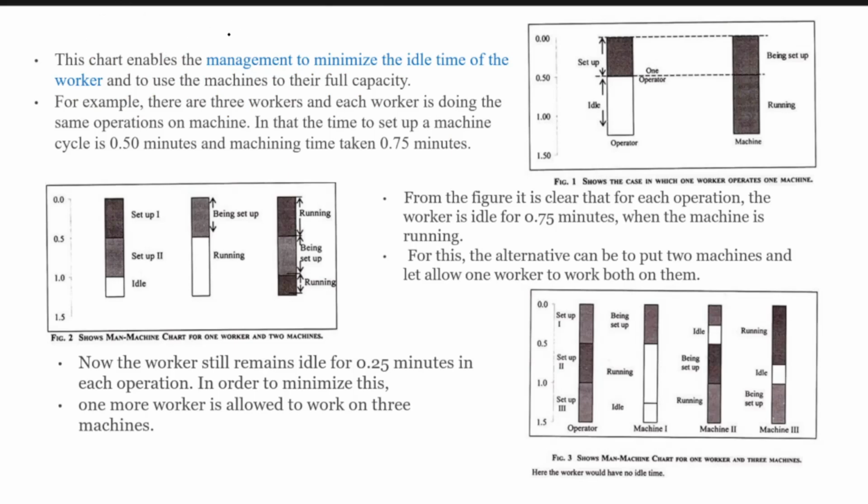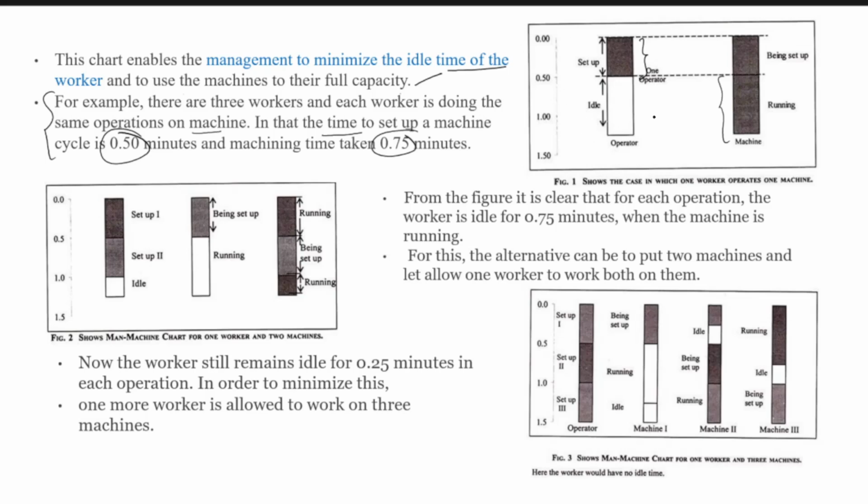The chart enables the management to minimize the idle time of the worker and to use the machine to its full capacity. Now look at this example. There are three workers and each worker is doing the same operation on a machine. The time to set up the machine is 0.5 minutes and the machining time is 0.75 minutes. So this is the time to set up the machine for one machine, and machining takes 0.75 minutes.